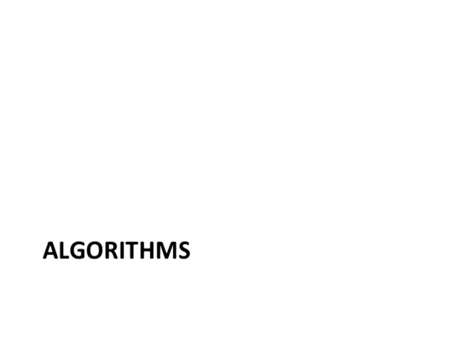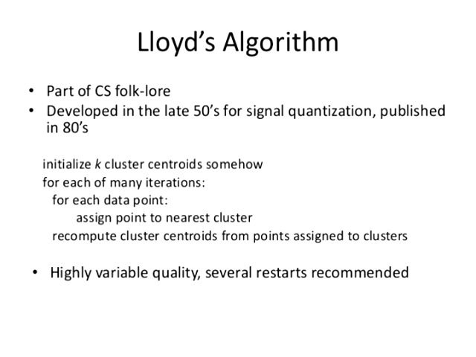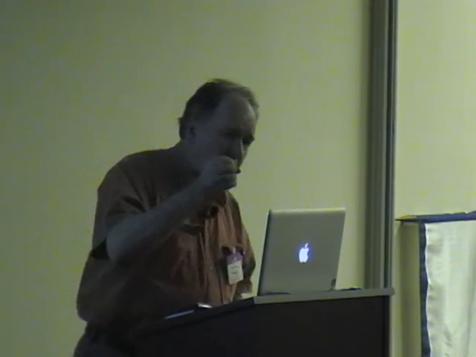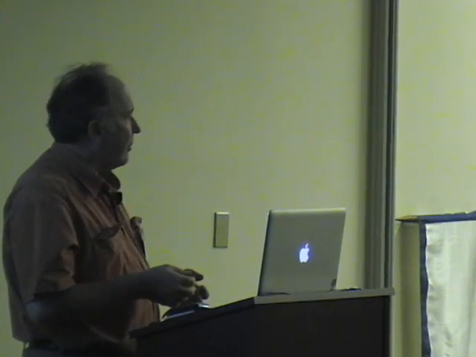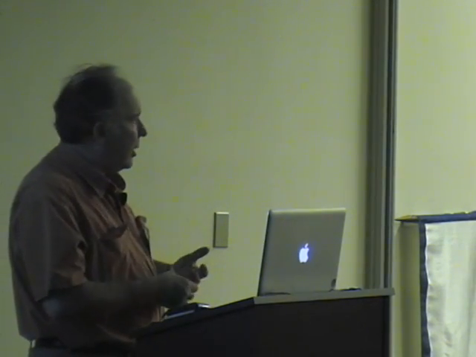Now, if we look at certain algorithms, Lloyd's algorithm is the one that everybody knows about. It started in the 50s, wasn't published until the 80s because everybody knew. It was just kind of folklore. And in fact, this is the algorithm that most people call the k-means algorithm. But in fact, it's not the k-means algorithm. There's dozens or hundreds of them.